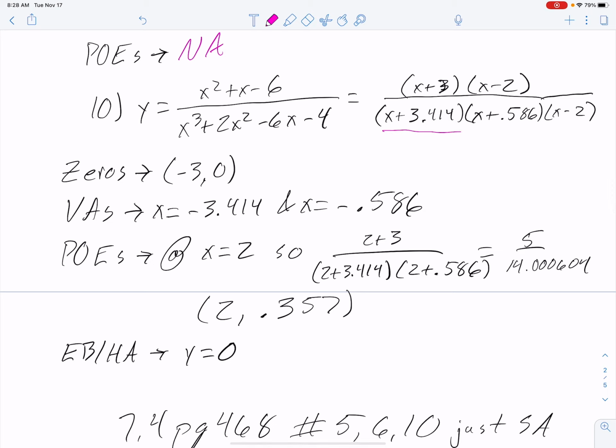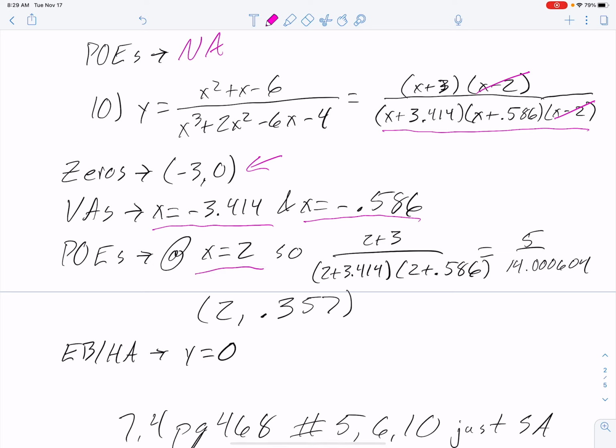Denominator, I needed my calculator to get my factors. Numerator, I was able to factor by hand, and notice that I had overlapping values, so I'm going to have a POE at 2. Only remaining value in my numerator gets my 0 of negative 3 comma 0. Only values to come out of my denominator and not my numerator as well gives me my 2 vertical asymptotes.